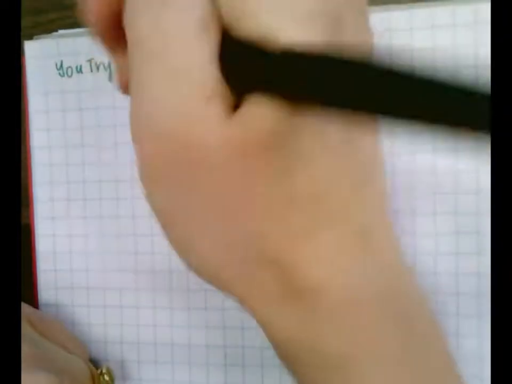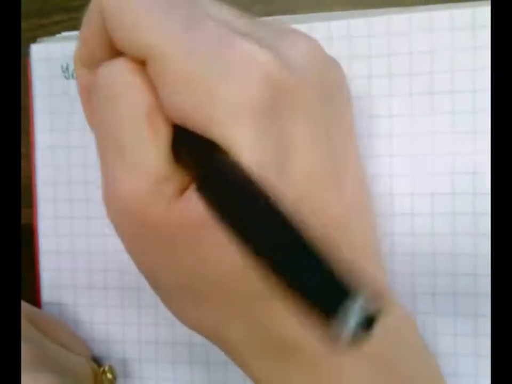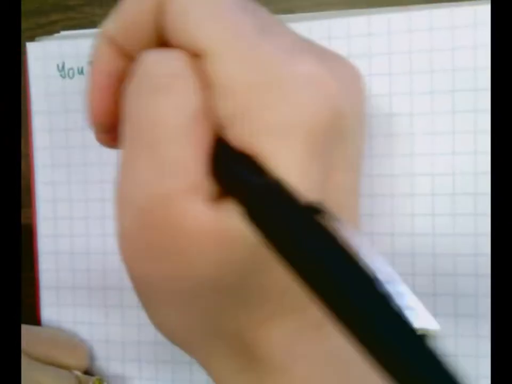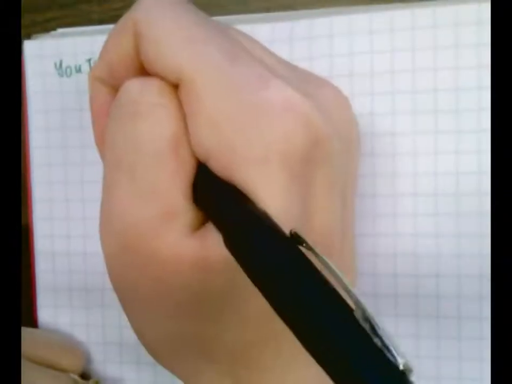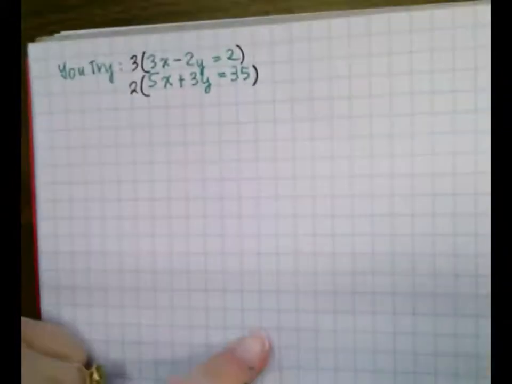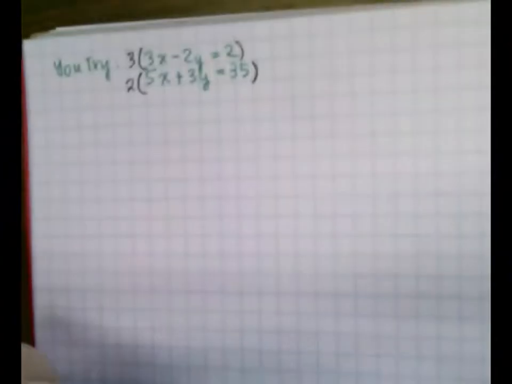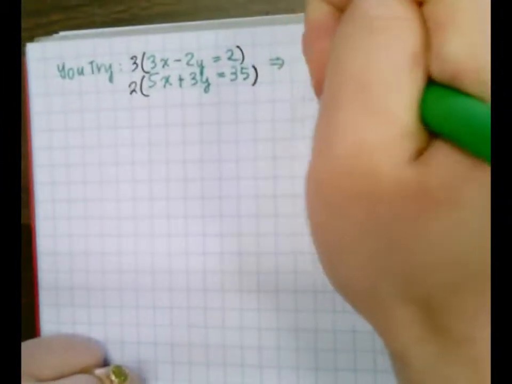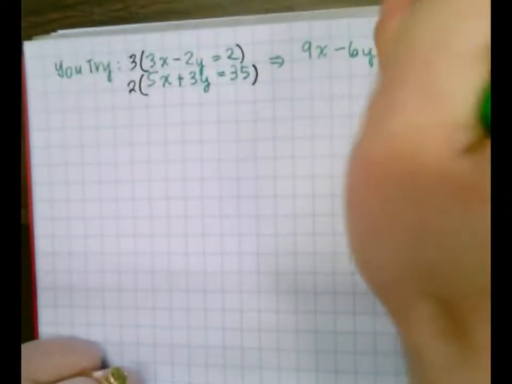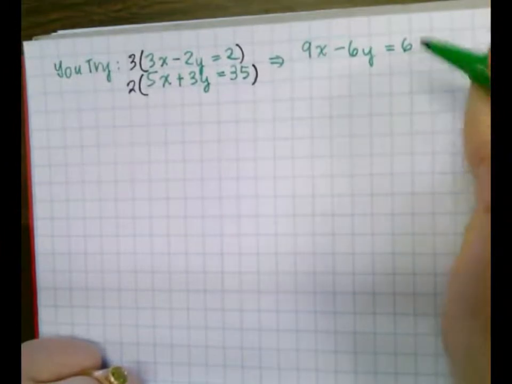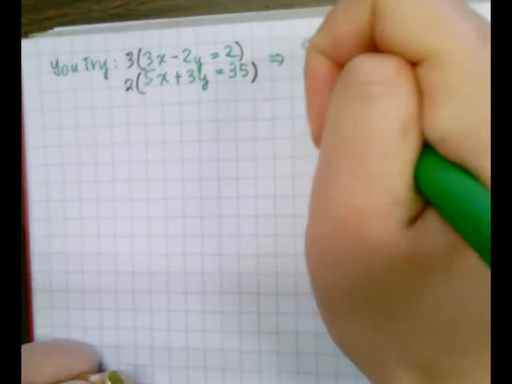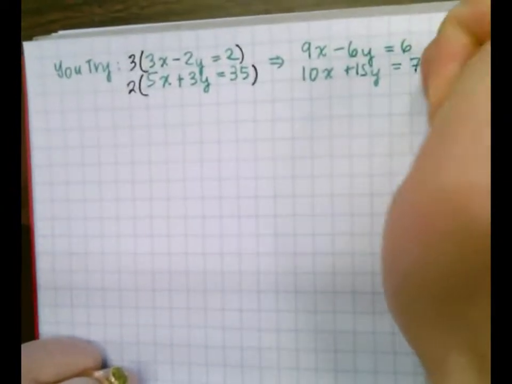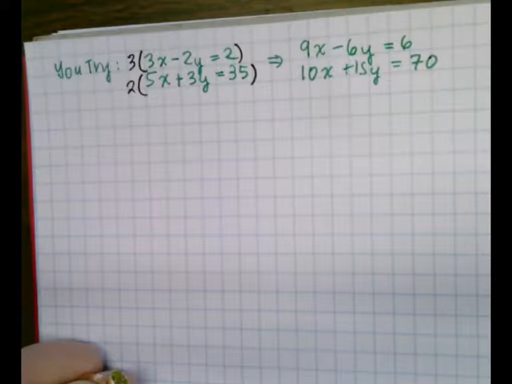So let's go ahead and do that, and then I'm going to leave the rest of the problem up to you to solve. If I multiply this first whole equation by 3 and the second whole equation by 2, and remember you have to distribute into each term, I would get 9x minus 6y is equal to 6 for the first one, and I would get 10x plus 15y is equal to 70 for the second one.